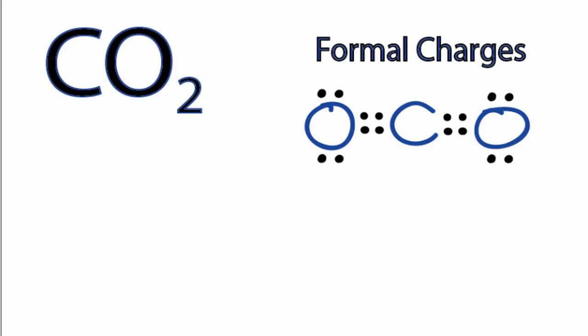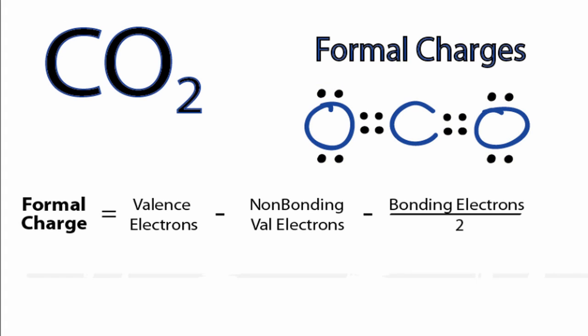To determine the formal charges for each atom in CO2, we'll start with a Lewis structure. After that, we'll use the equation below to find the formal charge for each of the atoms in CO2. So for carbon, we'll look on the periodic table. We see it's in group 4 or 14. It has 4 valence electrons.